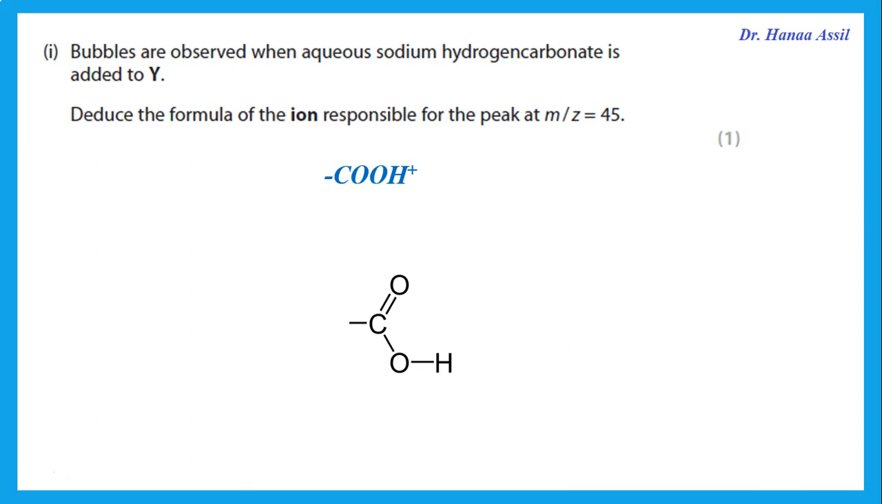So you have to write the formula. He's saying deduce the formula. Remember that anything from the mass spec must be indicated that it is a positive ion. The species that gives rise to any peaks in the mass spec is a positive ion. So this is how you write the formula of the acid group with a positive ion.